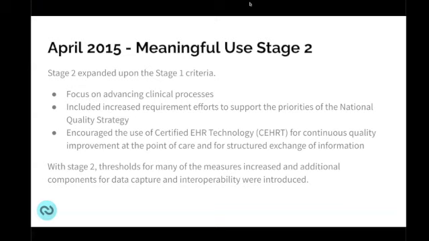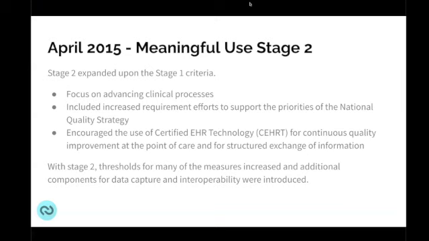So April 2015, we had meaningful use stage 2 come forward, and that was when the final rules for stage 2 came out. Proposed rules had come out earlier. It really expanded on the stage 1 criteria and tried to put the focus more on advancing the clinical processes. So again, stage 1 was really to lay the foundation for technology. Stage 2 was really to start to incorporate some of the quote unquote meaningful use components. And it also increased the requirement to support the priorities of the quality strategies that had been put in place. So there were some quality measures that they were trying to work towards, and meaningful use stage 2 is really trying to align with those.